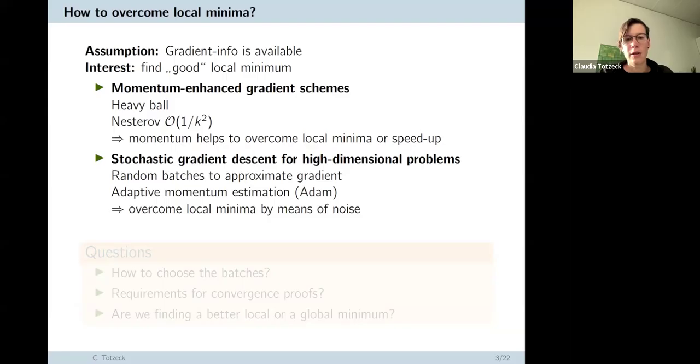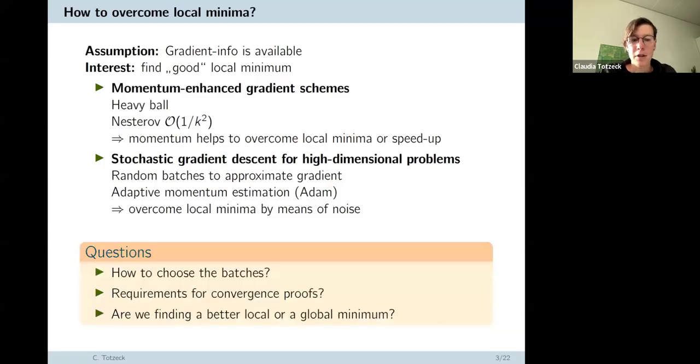which is now very famous in all these AI and learning things, are stochastic enhancements. So you look at stochastic gradient descent, especially in high-dimensional problems. It's based on random batches. So you just take partial gradient information, and this gives you some noise, and the noise may help you to get to a better local minimum, or you even combine this with momentum again and get these kind of Adam schemes. And here the idea is to overcome the local minima by means of noise.